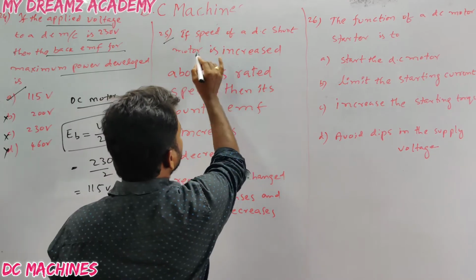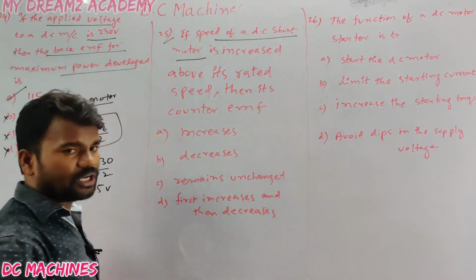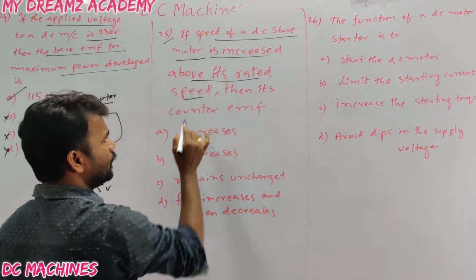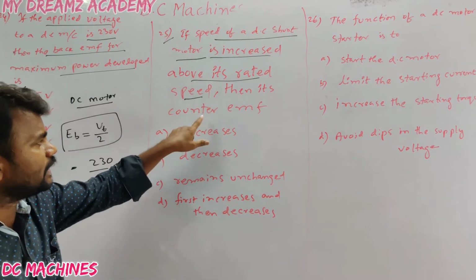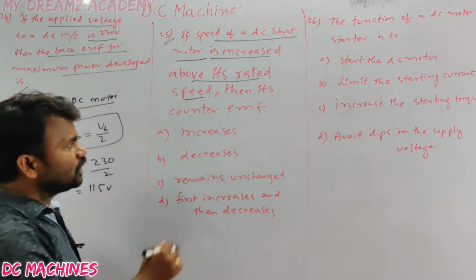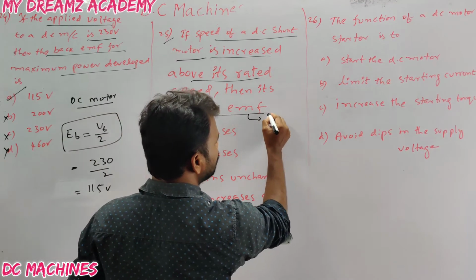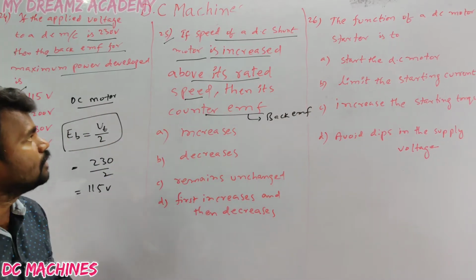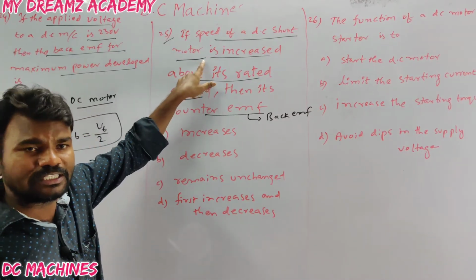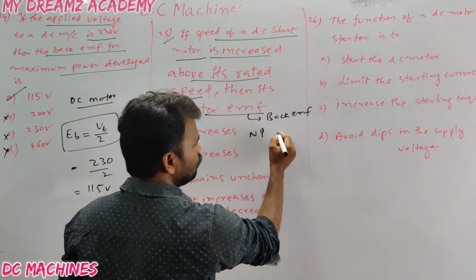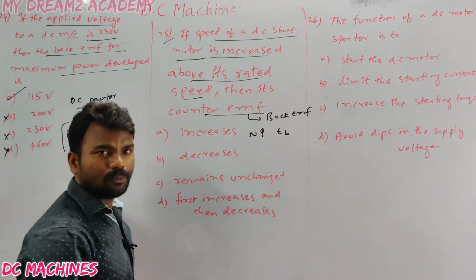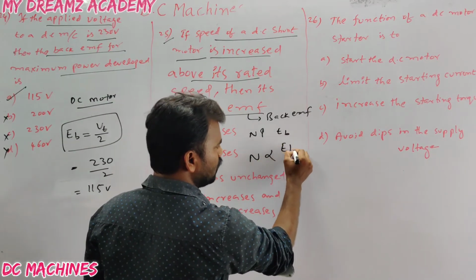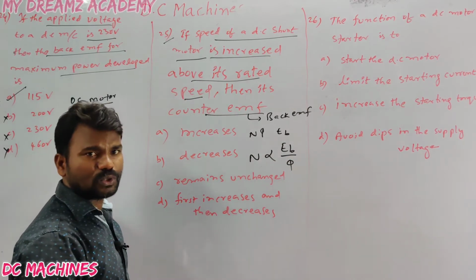If the speed of a DC shunt motor is increased above its rated speed, then what happens to its counter EMF? The counter EMF is also called back EMF. If the speed of a DC shunt motor increases, what about the back EMF? We know that the speed is directly proportional to the back EMF and inversely proportional to the flux.